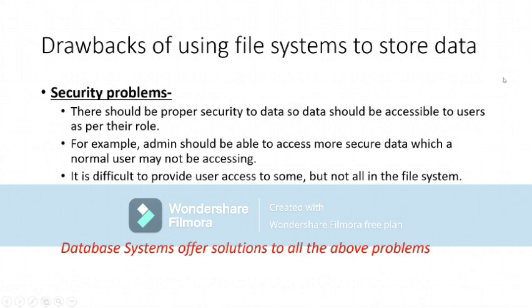Then the security problem. Secure admin users have special rights. They can access more privileged data as compared to normal users. That is because of our database systems. But in file systems, it is difficult to handle such kinds of access, like giving different access. Okay, these are some problems with the traditional file system, which were the basis of database management systems. Database systems offer a solution to all the above problems.